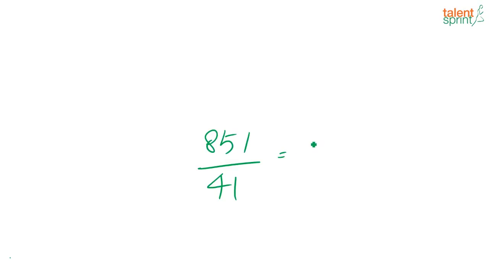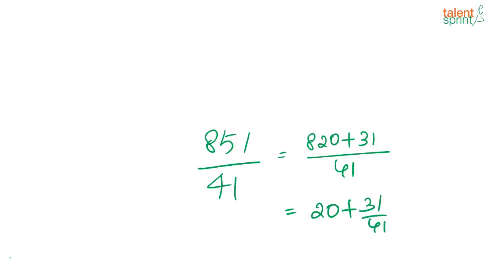See, you can split it. 41 into 2 is what? 82. So I can write this as 820 plus 31 by 41, correct? Now what is 820 by 41? That is nothing but 20 plus 31 by 41. So 20 point some value, that's going to be your answer. Again, 31 by 41 is approximately 30 by 40 or 3 by 4, correct? So I can say the approximate answer is 20.75. So that's how I arrive at the answer faster. Okay, I hope it's clear.